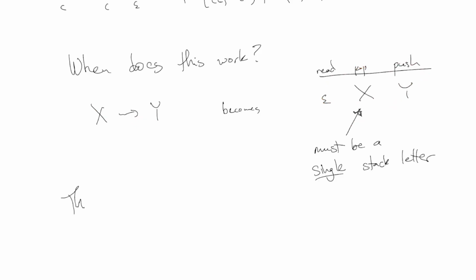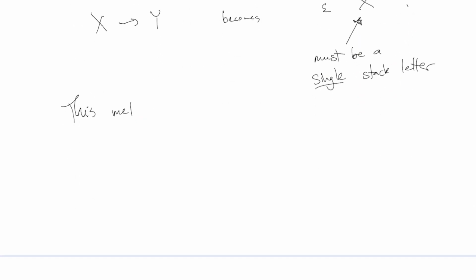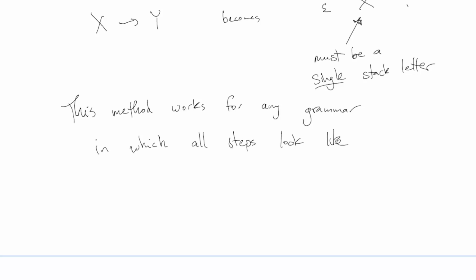So this whole thing that we've been doing here, this method works for any grammar in which all steps look like X goes to Y, where X is a single letter. You're not allowed to have more than one thing on the left side of the arrow. Actually, we already have a name for that. What were you going to say? Yeah, what is it? Context-free. Yeah, this is the definition of a context-free grammar.